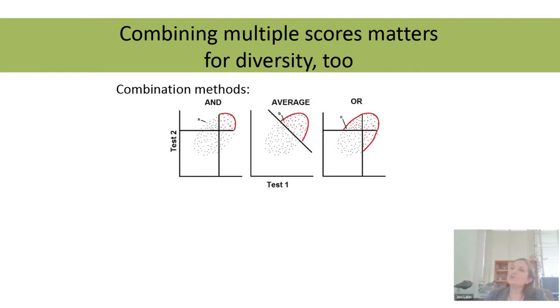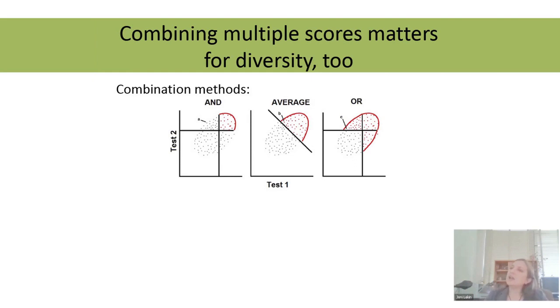The average rule is when you take the mathematical average of the scores. So you don't get all the students with high scores on each of the tests, but you do get more students in general, and it's basically compensatory. Like, you can do a little worse on one test as long as you have very high scores on the other test. So that's the average rule. It gets kind of in between numbers of students.